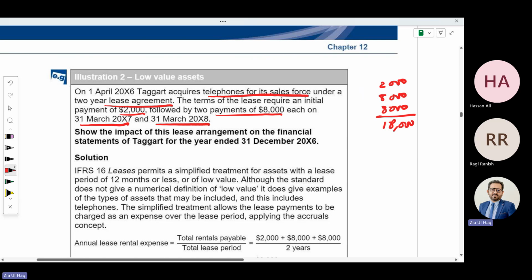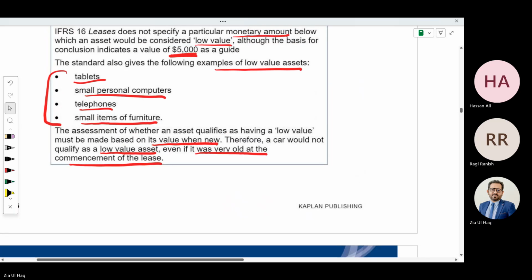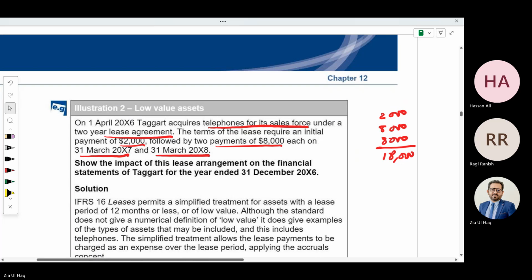But what is the name of the asset? Telephone. And the standard allows you to treat it as low value. So it is the lessee's choice. He can adopt simplified treatment, or he can adopt leasing. Show the impact of this lease arrangement on the financial statements of Taggart for the year ended 31st December 20x6. Year end is 31st December 20x6. What treatment will you adopt in your financial statements?